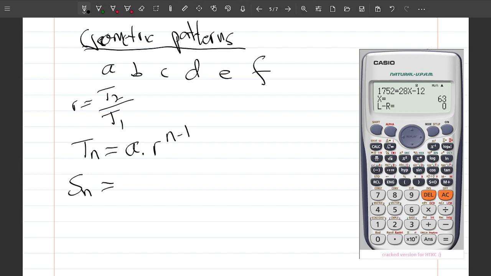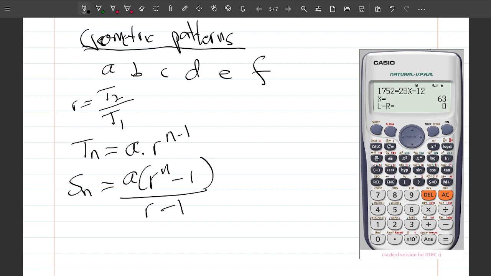So for your sum of n terms, it's not going to be the same as your arithmetic one. There are actually two ways of writing it. Your sum is going to be a multiplied by r to the n minus 1, over r minus 1. This is one way of calculating your sum.